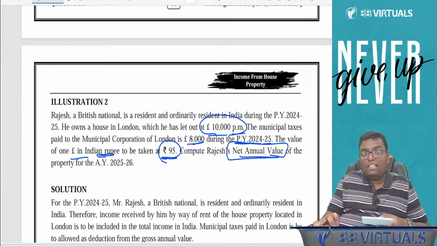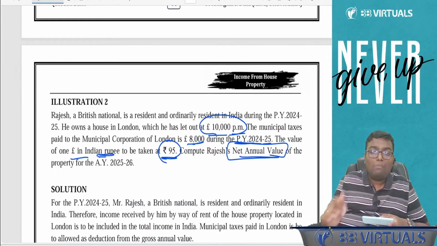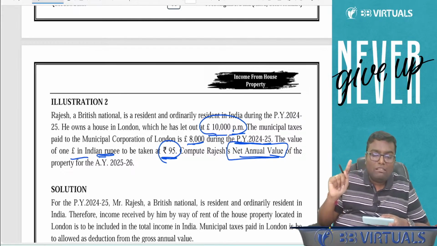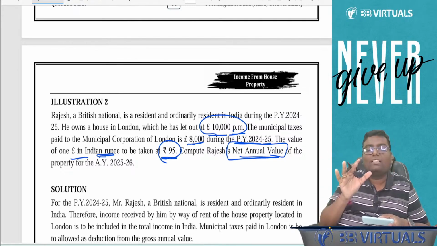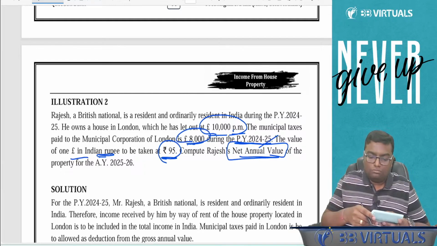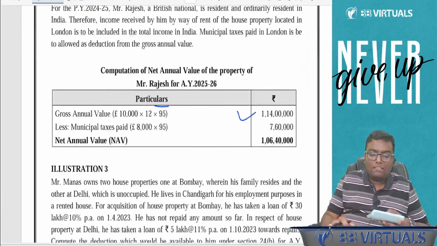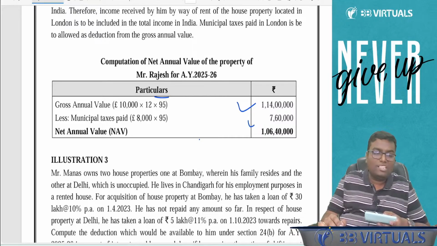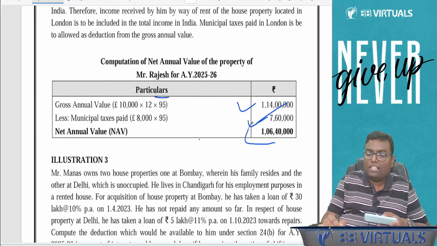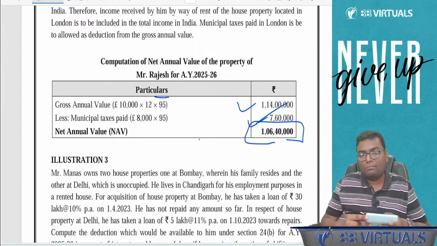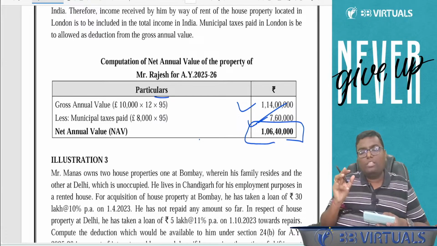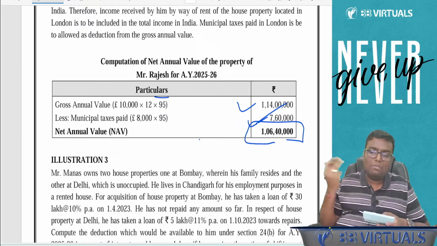Now from that, what will I deduct? Municipal tax paid by the owner during the previous year, and as per the Madras High Court judgment, even the municipal tax paid outside India is also deductible. So £8,000 multiplied by 95 rupees, total 7,60,000, I will deduct from GAV, and this leads to my net annual value of 1 crore 6,40,000. Are you understanding this, people? So, moral of the story, municipal tax paid outside India is also deductible in India. If income is taxable, expense is also deductible.